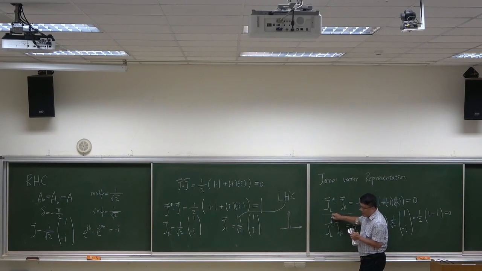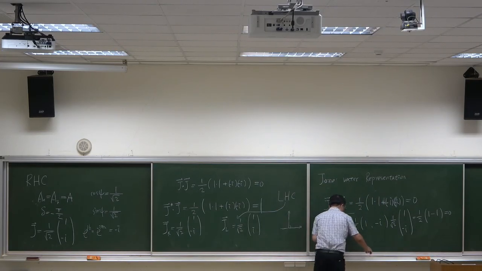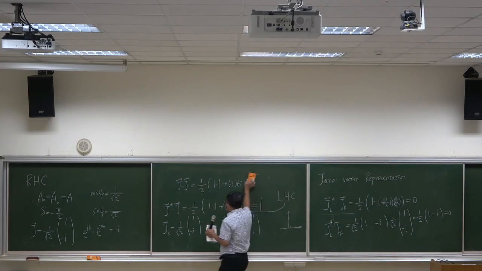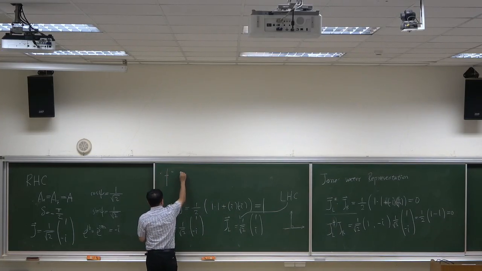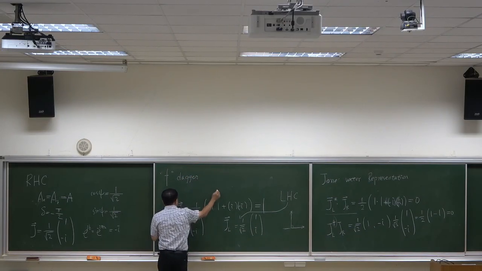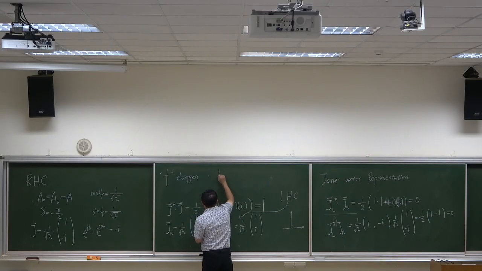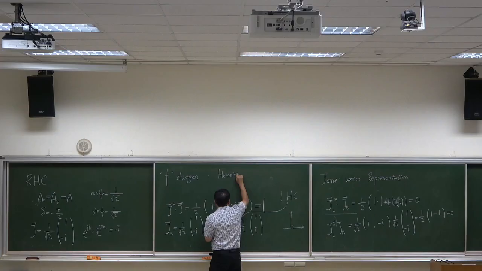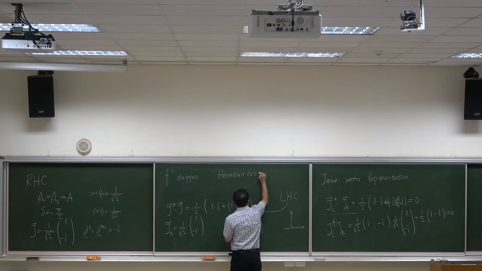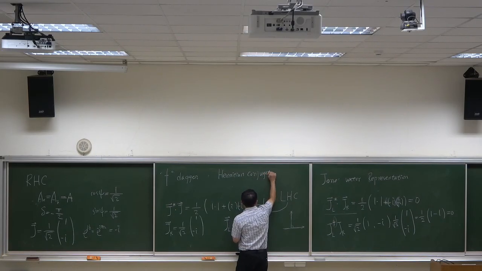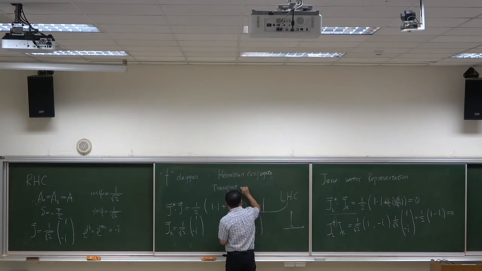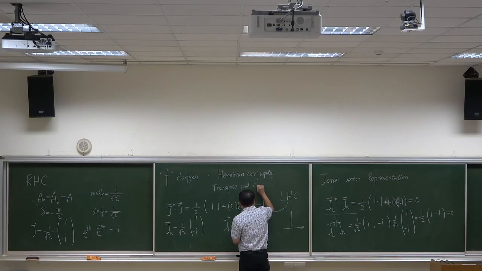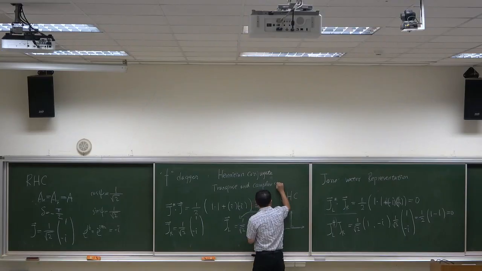This notation dagger means Hermitian conjugate. Hermitian conjugate means transpose and complex conjugate.